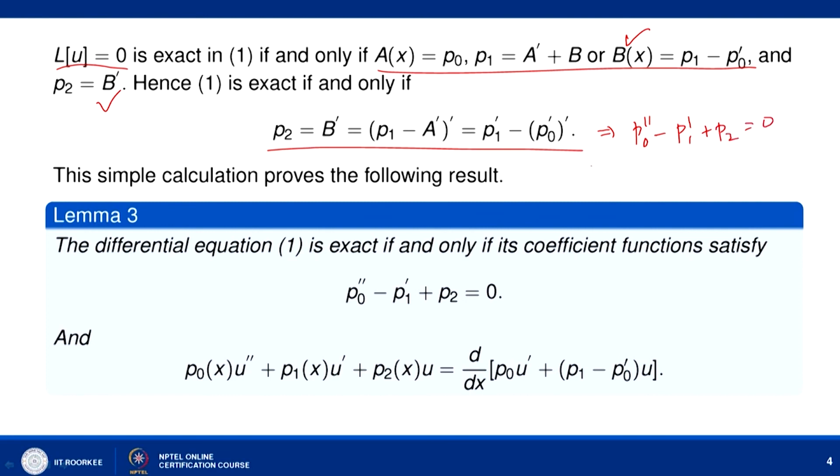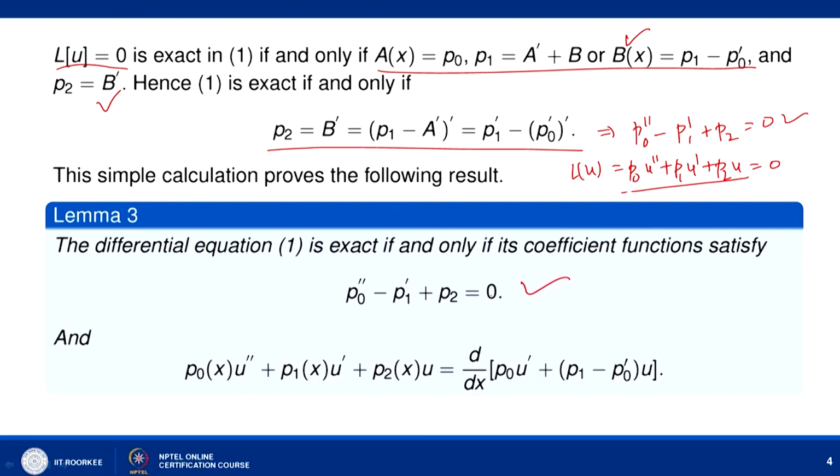So, it means that this Lu, which is now written as P naught u double dash plus P1 u dash plus P2 u equal to 0, is exact if the coefficients of this differential equation satisfy this condition, and we call this condition the exactness condition. So, the differential equation 1 is exact if and only if its coefficient functions satisfy the following condition: P naught double dash minus P1 dash plus P2 equal to 0.